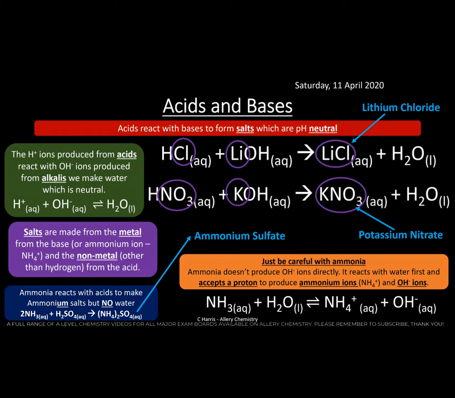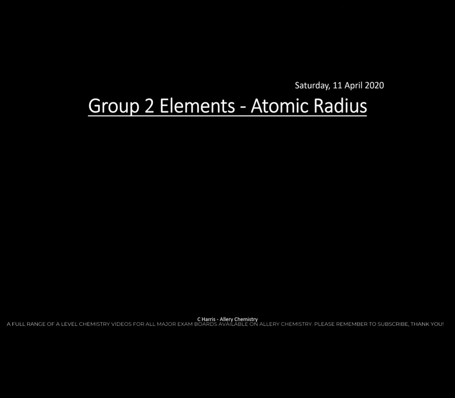Okay, so ammonia, that reacts with acids to make ammonium salts but it doesn't produce water. So you've got to be very careful with that. So for example, there's ammonia reacting with sulfuric acid, and that forms ammonium sulfate. Basically, it forms one big salt with no water produced. It's still neutralization because we're forming a substance which has no acidity at all, but it's just a little bit different, so just be aware of that.